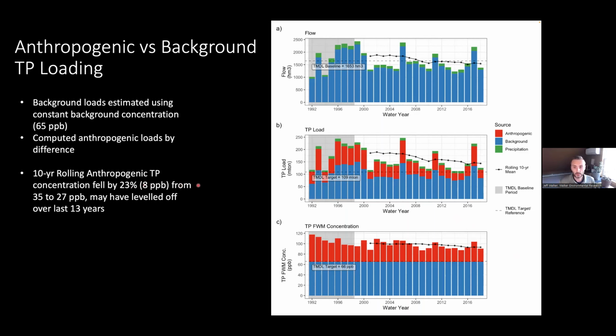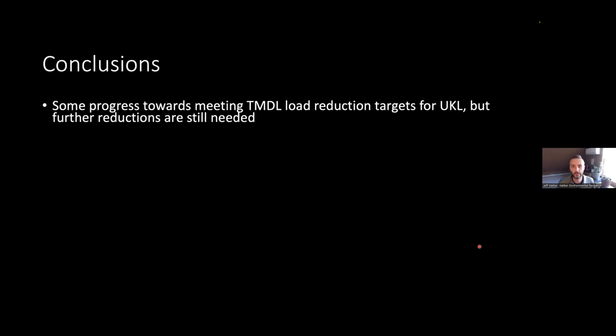So overall, we can basically say that we've achieved about 23% of the reductions necessary to meet our TMDL goals. So we've gone from up here about 100 down to about 98 or so, or 92. So overall, we found that there's definitely been some progress towards meeting the TMDL load reduction targets, but we still need further reductions to meet that final target.